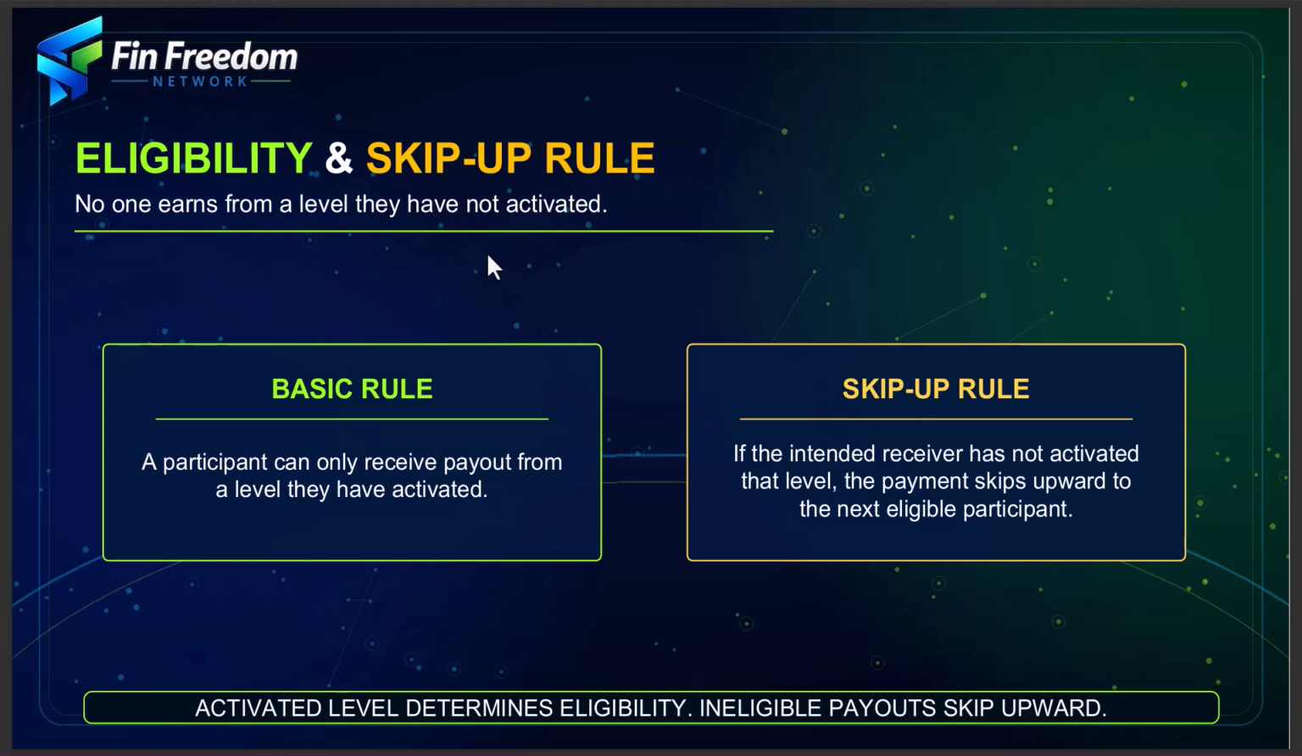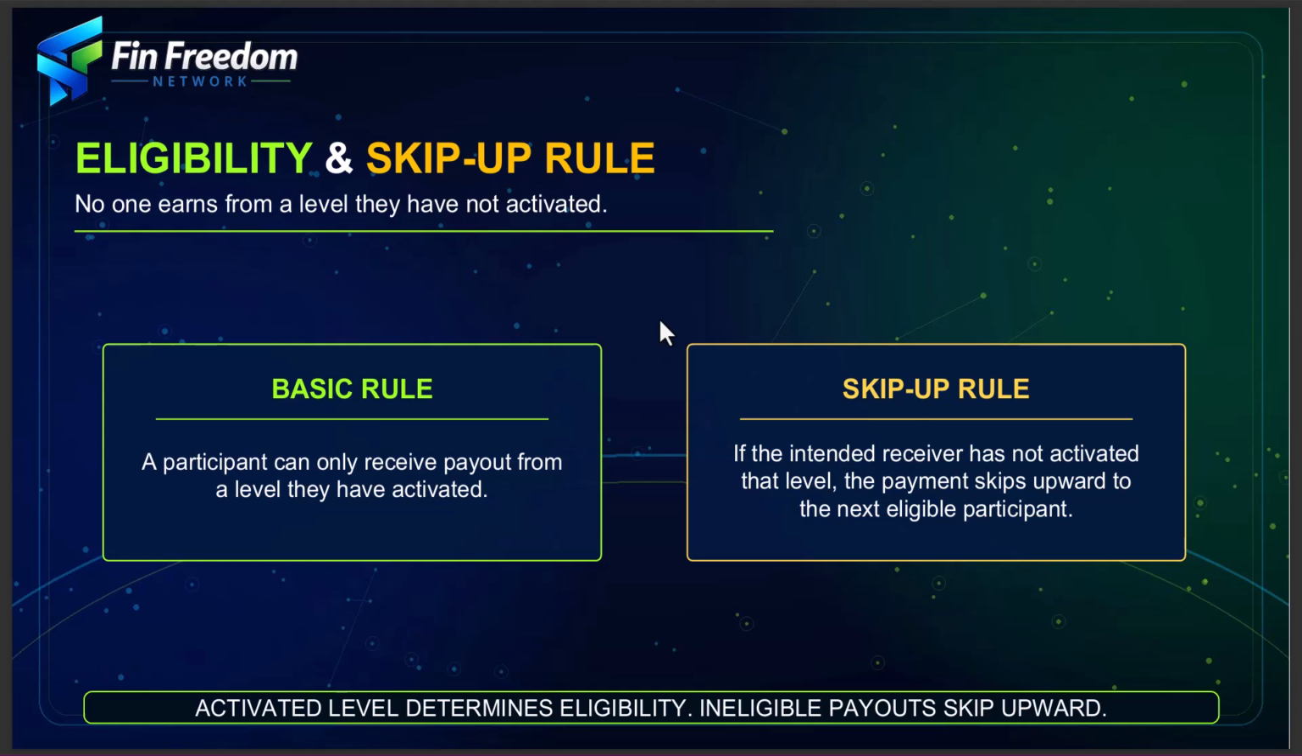Eligibility and skip up rule. No one earns from a level they have not activated. I've said that already. A participant can only receive payment or payout from a level they have activated. If the intended receiver has not activated that level, the payment skips upward to the next eligible participants.